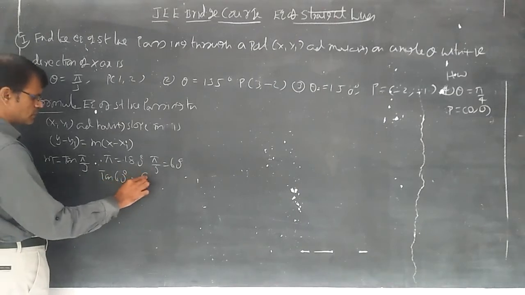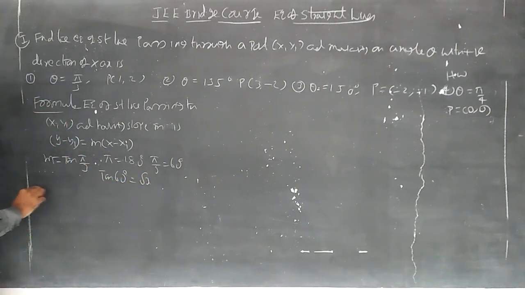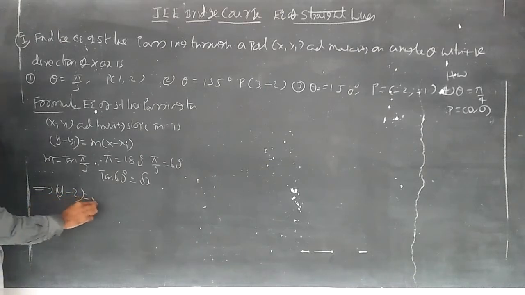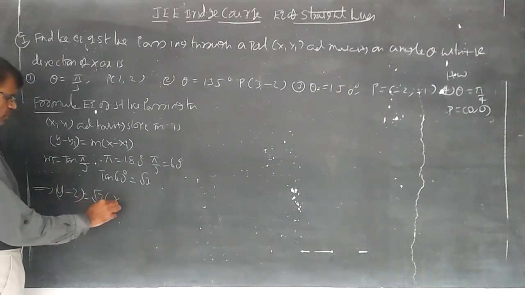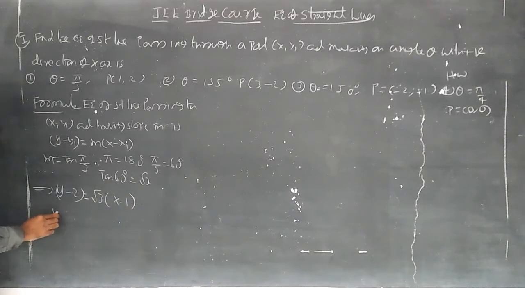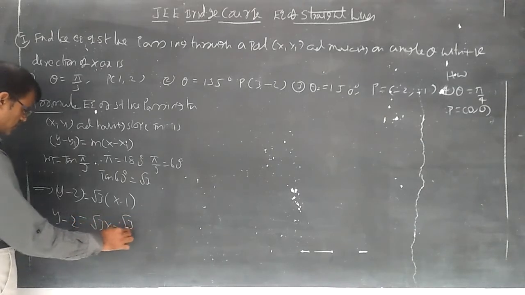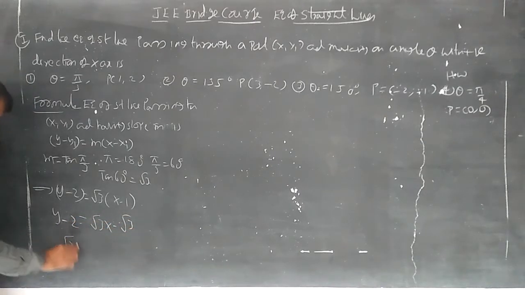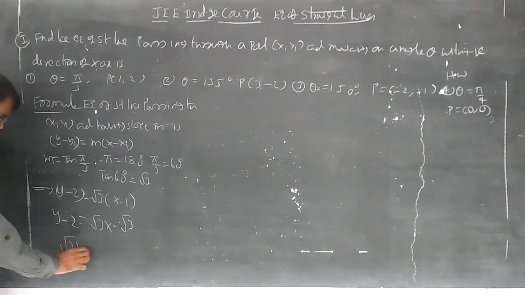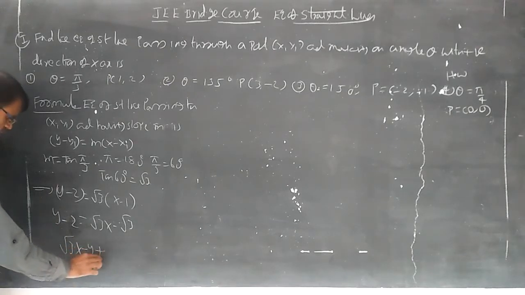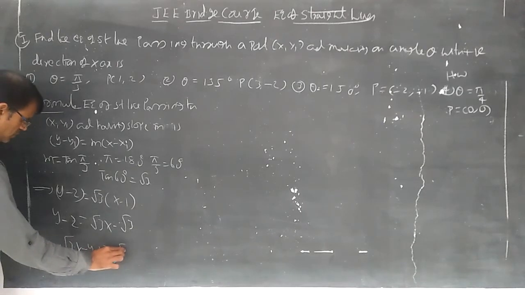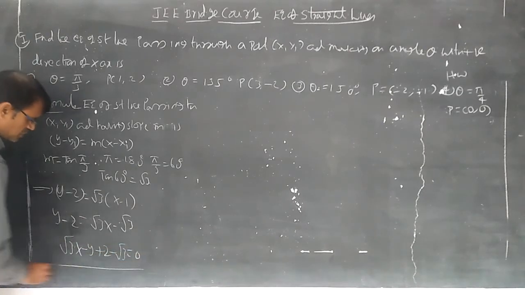If you know all these things, you can write directly the equation of straight line. Y minus 2 is equal to root 3 into x minus 1. This one: y minus 2 is equal to root 3x minus root 3. First of all, you should write x term: root 3x minus y plus 2 minus root 3 equal to 0.